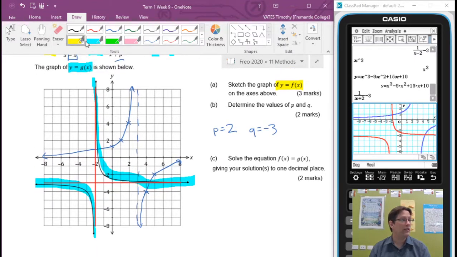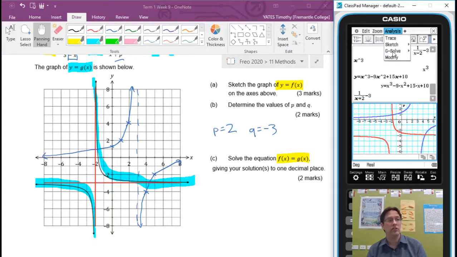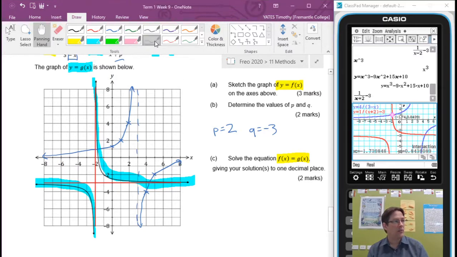Now I've made it very easy for me to solve these, because what I've got to do is find where these two are equal to each other. I've already sketched both of these in my calculator. So what I need to do is just do G-Solve, and I've got 2 things graphed on there, and I need to find my intersection. It wants it to 1 decimal place, so let's have a look there. And we're only interested in the x value. We are not interested in the y value.